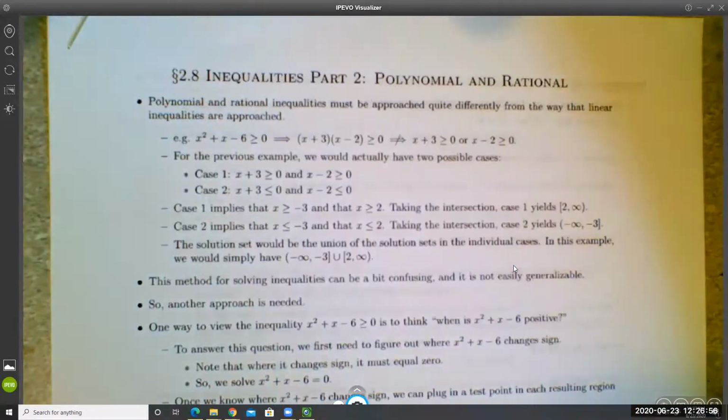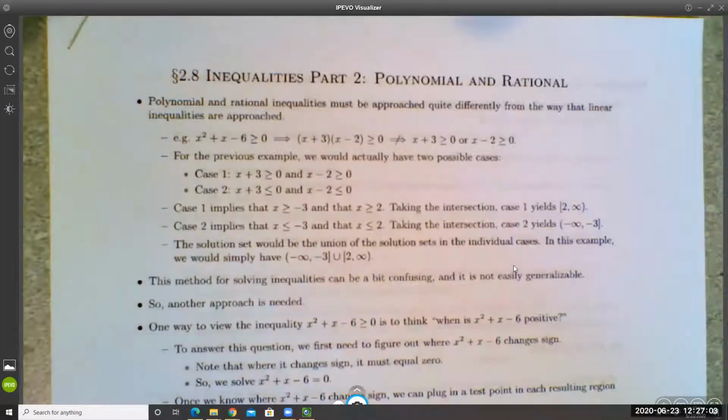All right, so 2.8. This is the second part of our discussion of inequalities. So in 2.7, we talked about radical and absolute value inequalities. And of course, we've talked about linear inequalities earlier on. In 2.7, we really only scratched the surface.